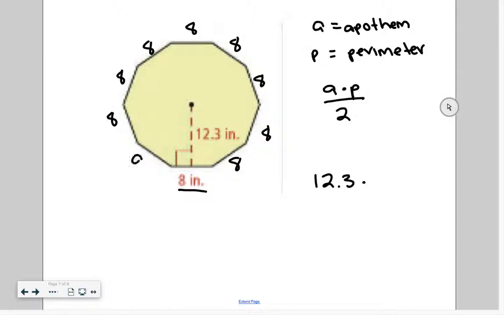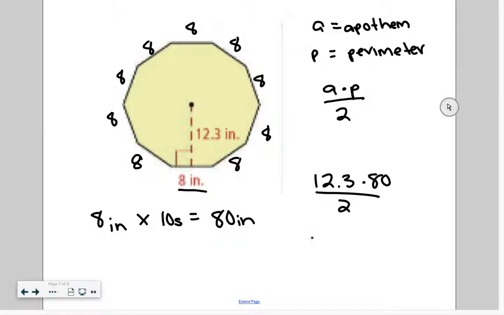So now you can sit there and add up all of these 8s to try to find the perimeter. Remember, perimeter is the distance around this figure, okay? Or you can count how many sides you have, which is 10. So 8 inches per side times 10 sides means that the perimeter is 80 inches. All right, so apothem times perimeter, 12.3 times 80, and then we divide that by 2.